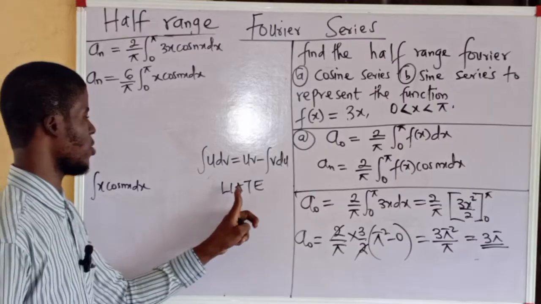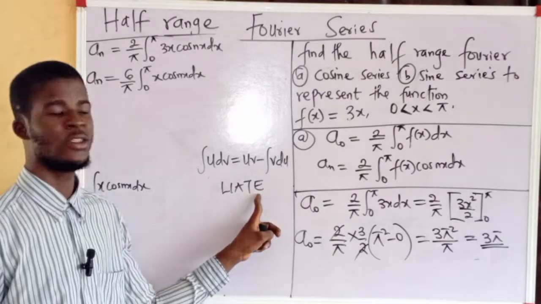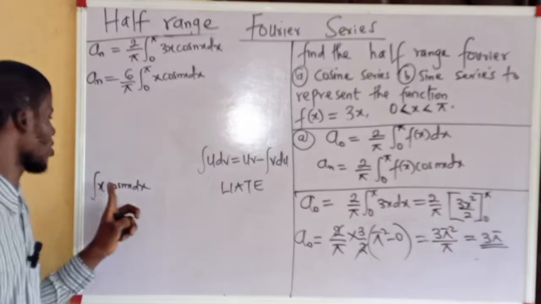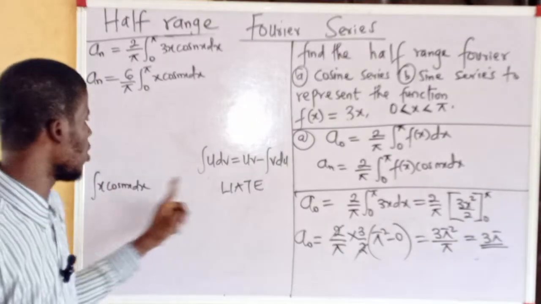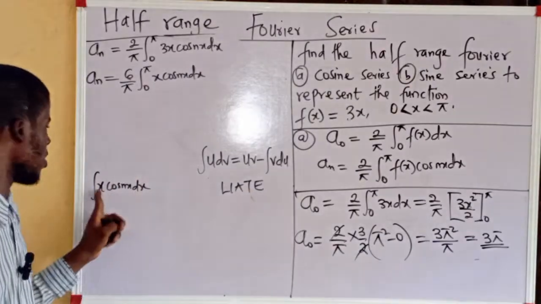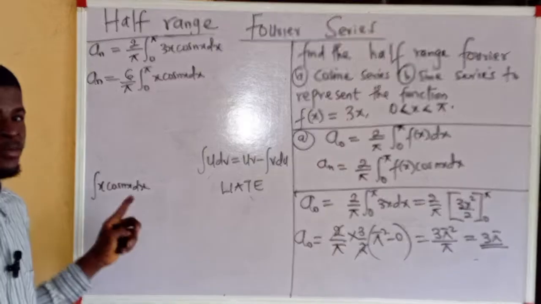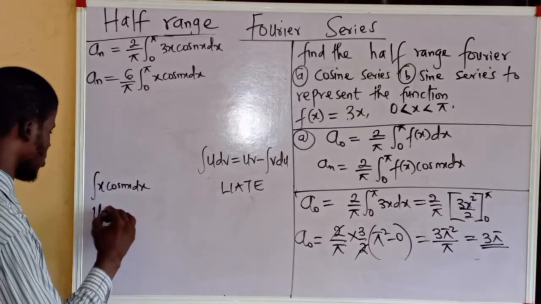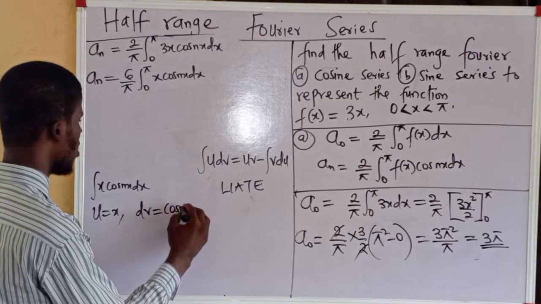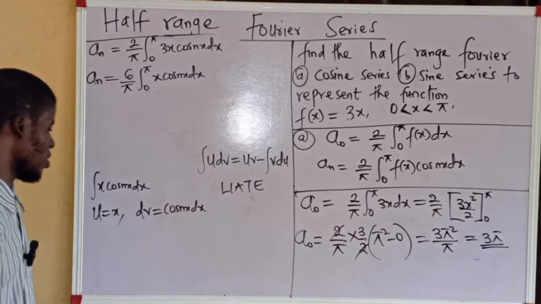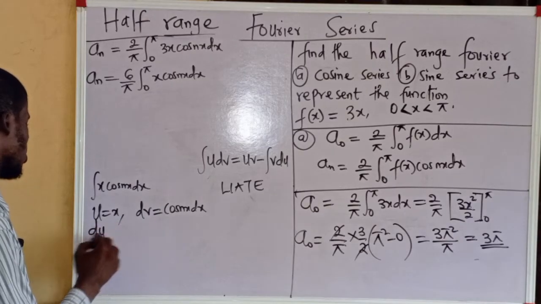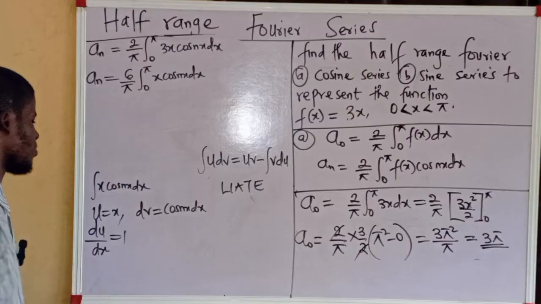Logarithmic, inverse, algebraic, trigonometric, exponential. So here I have x, algebraic, and cos nx, trigonometric. Algebraic comes before trigonometric, so u will be x since it is algebraic. That is the point. So my u is equal to x and dv is equal to every other thing there, cos nx dx. So the derivative of u with respect to x, du/dx, is equal to 1.